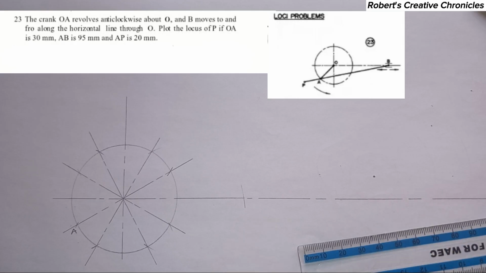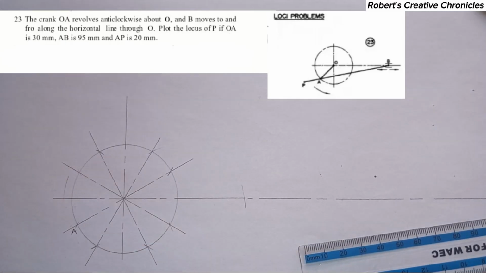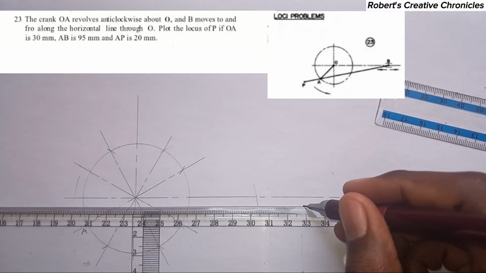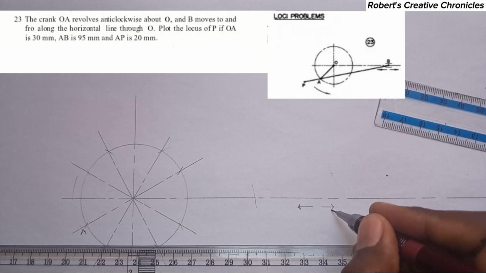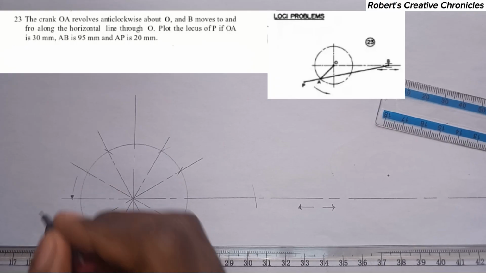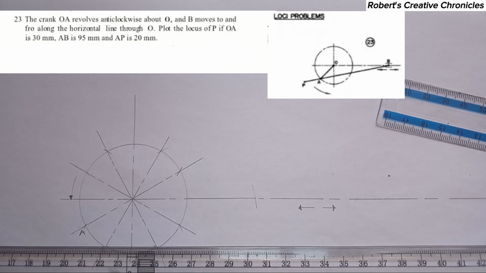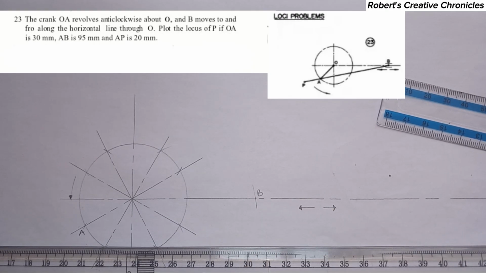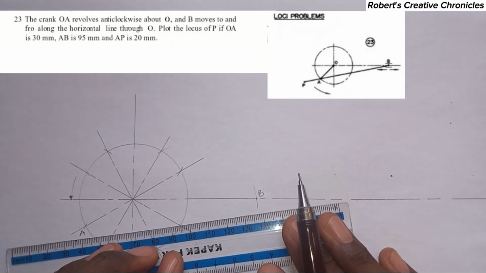And here is said to be moving in anticlockwise. Here is moving to and fro, here is reciprocating, then here is anticlockwise. So now at this point, A, here will be B. Then we join A and B.